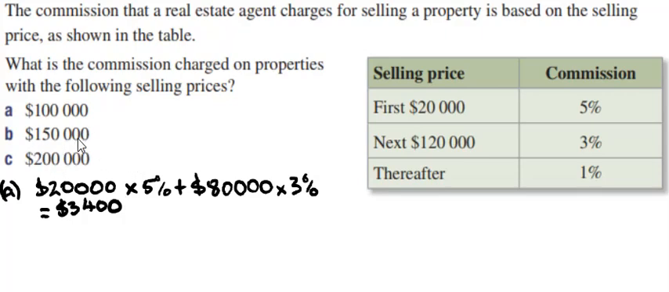Now, take a look at B. The value of the selling price is $150,000. Okay, so again, we started off. The first $20,000 gets paid at 5% commission. So we have $20,000 times by 5%.